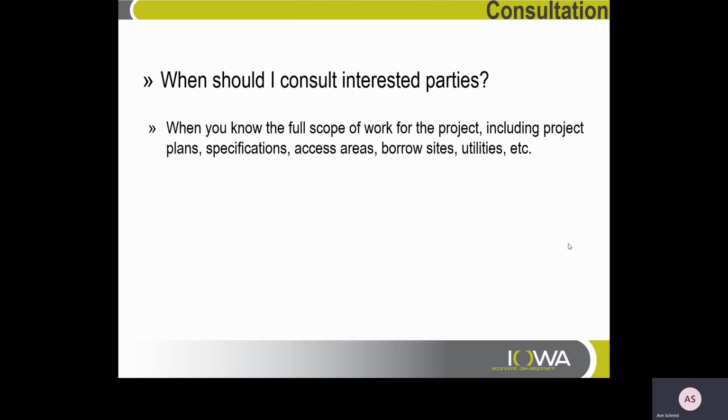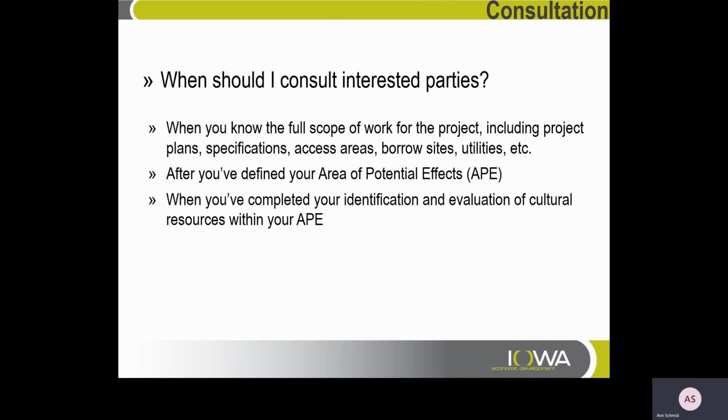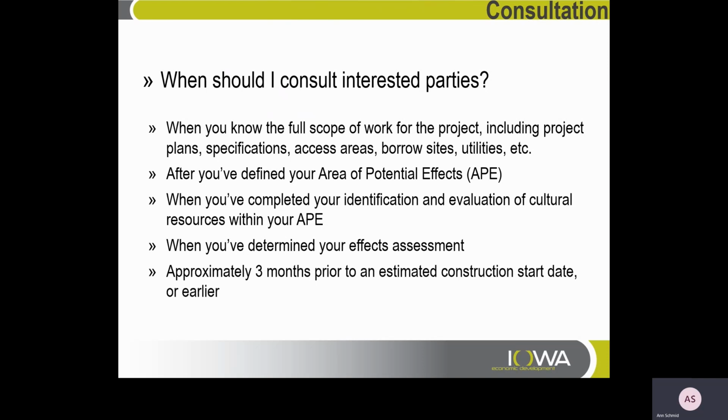You want to consult with parties when you know the full scope of work of your project, including plans, specifications, access areas, borrow sites, etc. After you've defined your area of potential effects, as we talked about at the beginning of step 2, when you've completed all of your step 2 identification and evaluation of cultural resources within your APE, and when you've determined your effects assessment, so when you've concluded step 3, you want to do this approximately 3 months prior to any estimated construction start date or earlier, as consultation may take time.